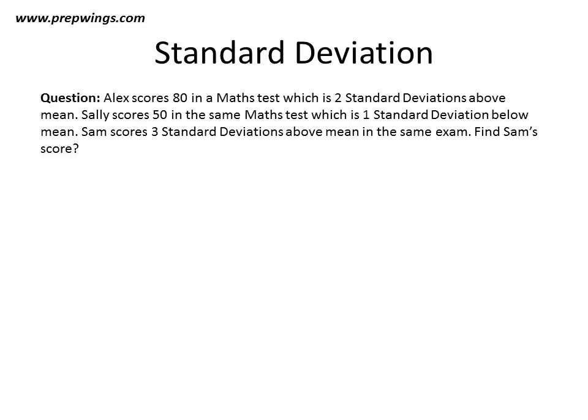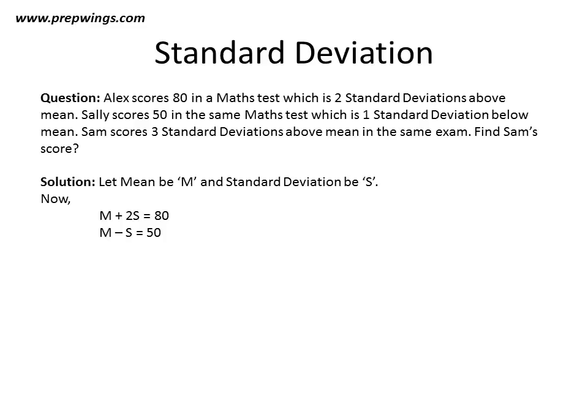Okay, now we look at a question on standard deviation. The question states Alex scores 80 in a maths test which is 2 standard deviations above mean. Sally scores 50 in the same maths test which is 1 standard deviation below mean. Sam scores 3 standard deviations above mean in the same exam. Find Sam's score. Okay. So we know Alex score, which is 2 standard deviation above mean.